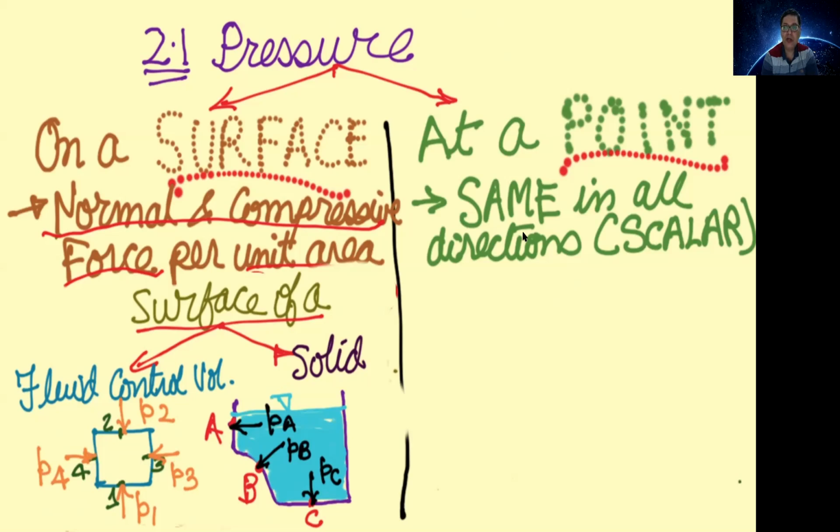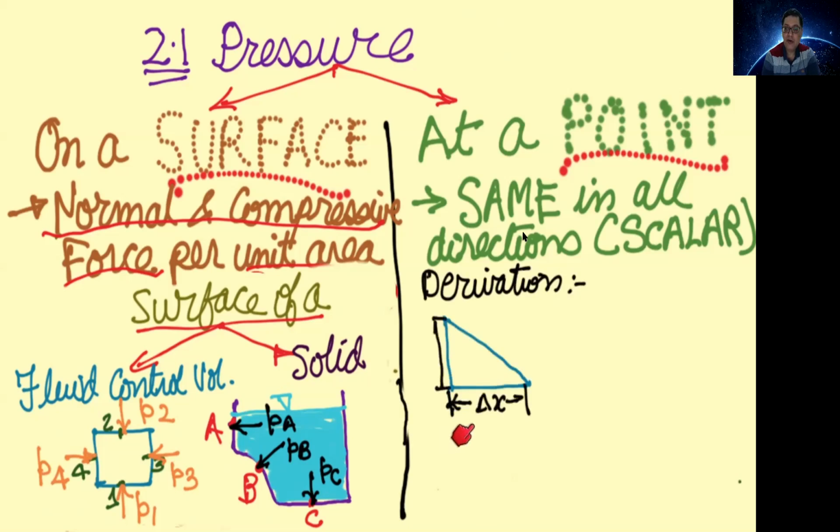Now let us move on to the derivation, which will demonstrate that the pressure at a point is the same in all directions. To prove this, let us take a triangular elemental control volume of width delta x, height delta y, and the hypotenuse of the triangle is of length L. Let us consider the dimension of this element perpendicular to this plane as unity. Now, on this fluid control volume or fluid surface, we will show you the pressure force.